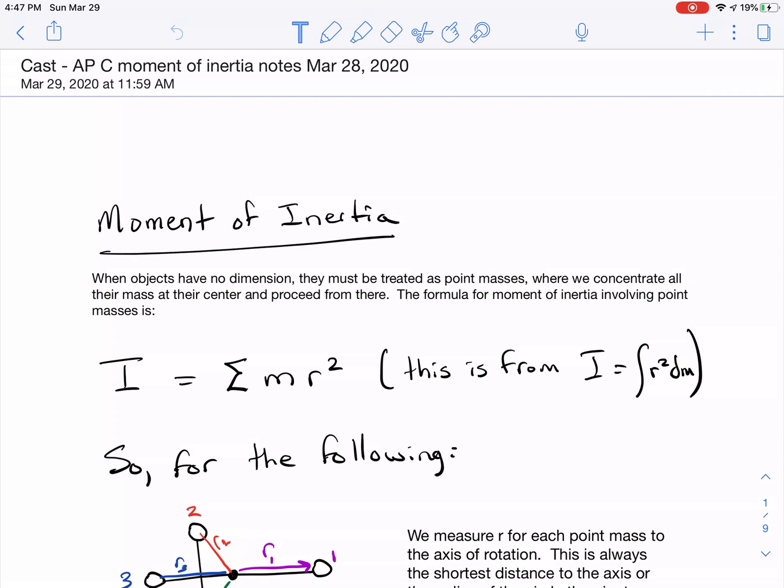So there's 4 different concepts we'll be looking at today. The first is moment of inertia for point masses. When an object is a point mass, that means that the object has no dimensions. Typically they'll say something like it's a ball of clay, or it's a lump of mass at the end of a rod, or something like that.